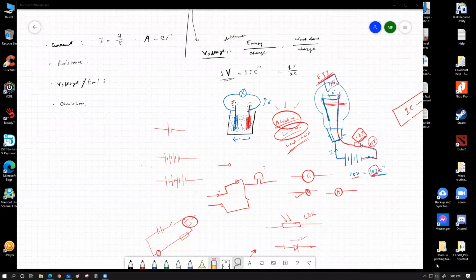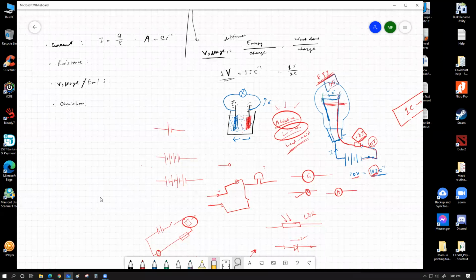And the purpose of any EMF source, it can be a battery, a generator, a dynamo, or a photovoltaic cell, is to convert other forms of energy into electrical energy. For those we use the term EMF. And for devices which use electrical energy to convert it into other forms of energy, we use voltage, or potential drop, to be more exact.